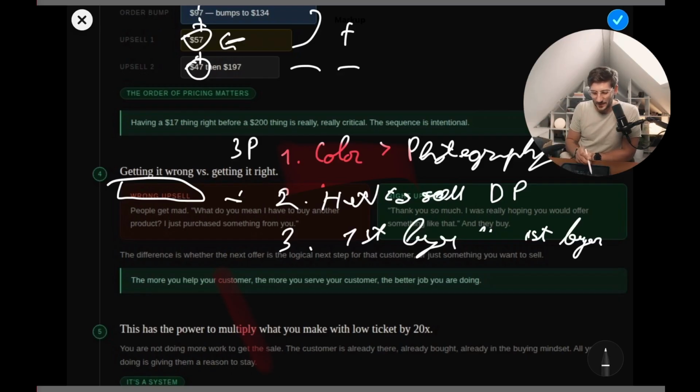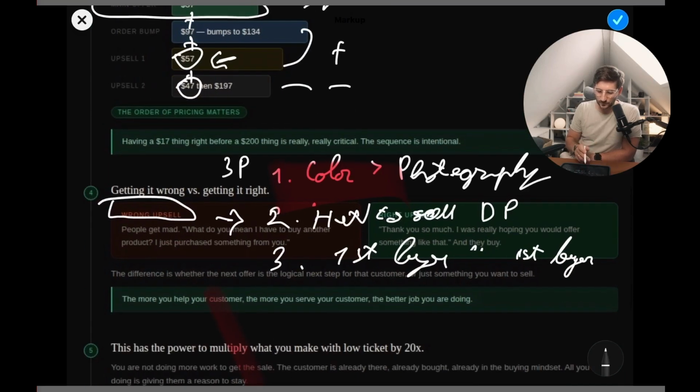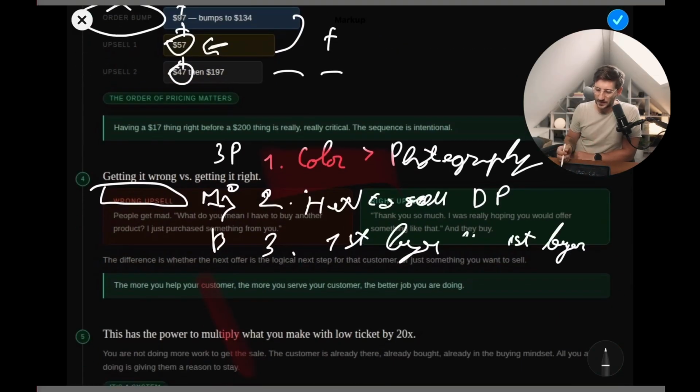If I'm having this as a main offer, like this one, I'll say main offer. And this is a bump, which is an order bump. These make sense because this is the first step: you learn how to sell digital products. This is the second step: you learn what to do after someone bought from you.